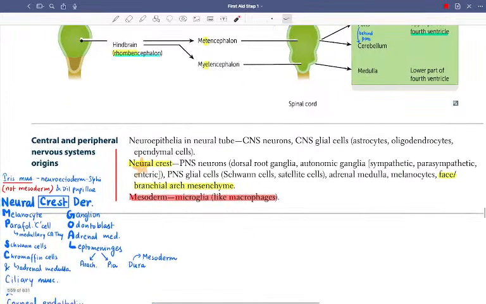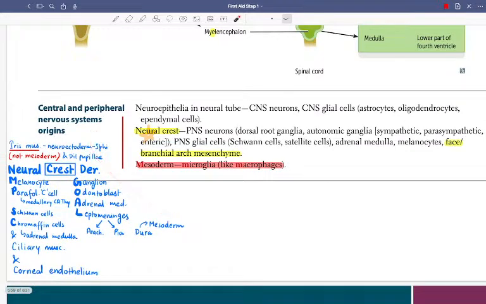Now this is very important. This has come before in INI. So central and peripheral nervous system. Neuroepithelia: just remember, obviously CNS neurons, all this is fine. The glial cells also come from the neuroepithelia only, and crest cells.